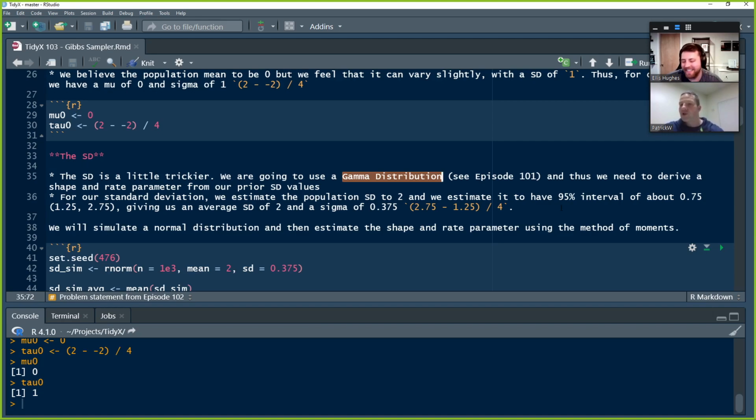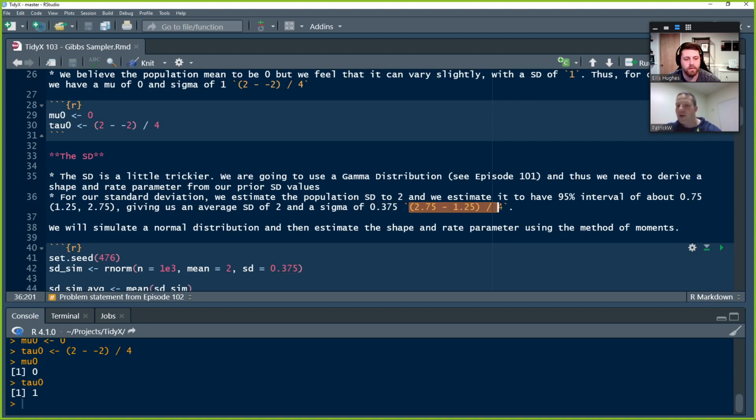There are other distributions you could use, exponential distributions and chi-square distributions. We're going to use the gamma distribution to derive a shape and a rate parameter for our prior standard deviation values. So review episode 101 if you need to remember how that worked. For our standard deviation, we estimate the population to have a standard deviation of 2. And we estimate it to have a 95% interval of about 0.75. So that's 1.25 to 2.75. And so that gives us a standard deviation of 2 and a sigma of 0.375.